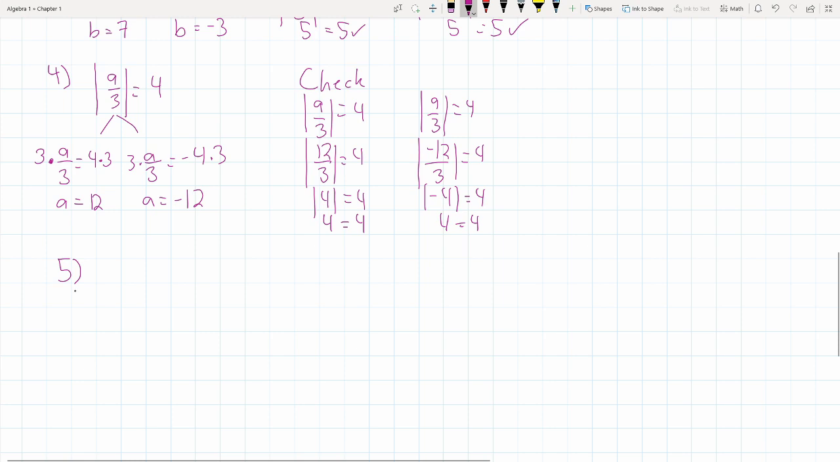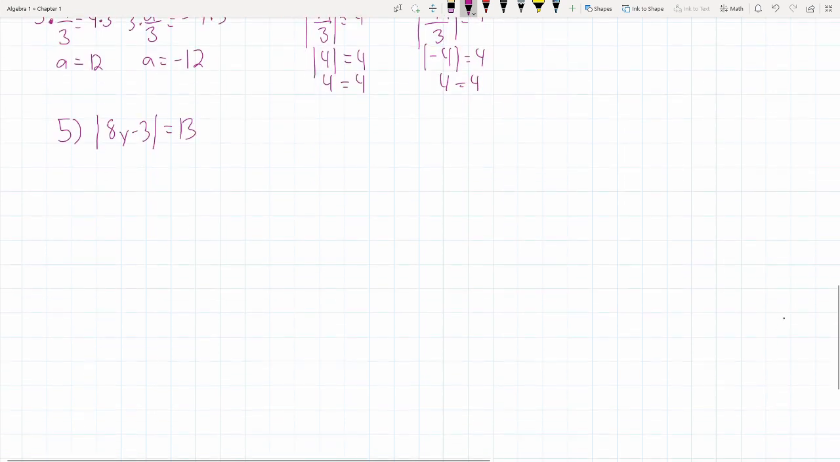Okay, number 5. A little bit more complex. I have absolute value of 8y minus 3 equals 13. First thing I check, I look at it and I say, okay, is the absolute value by itself? Yes, it is. Is the number that I'm equaling positive or 0? And the answer is yes, it is. Now that means I can do my split. So I get 8y minus 3 equals 13, and I get 8y minus 3 equals negative 13.